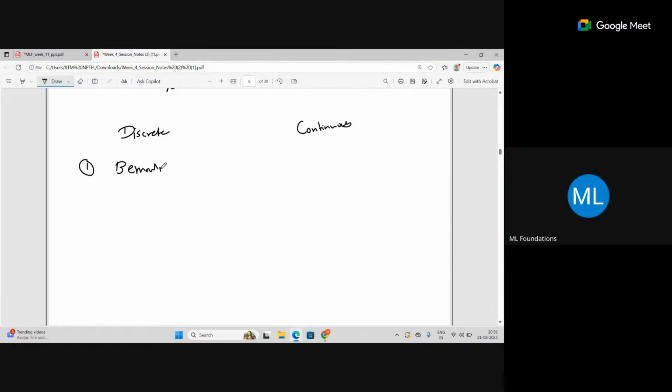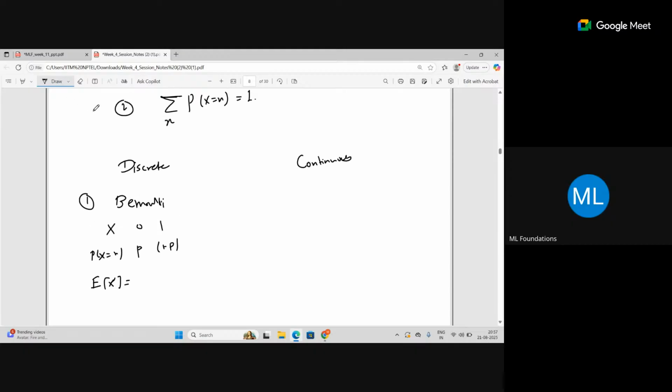The most common distributions we are talking about. One is Bernoulli. What is the PMF for this Bernoulli distribution? P and 1 minus P. At the same time, I'm also writing down the expected value here. What is the expected value of x here? Basically, in the discrete case, the expected value of x will be the summation of x into P of X equal to x.